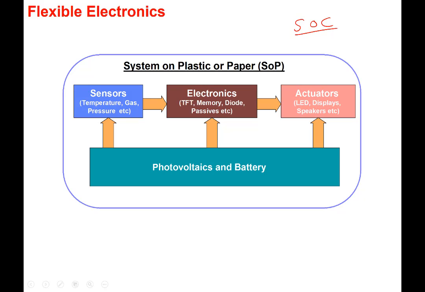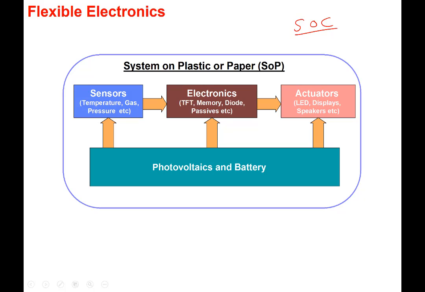Because we're talking about amorphous films, you can make temperature, gas, pressure, any of those sensors. Not only that, photovoltaics I have also shown you. And batteries also people have made on paper and plastic and other things. So what we are saying is all the elements that you can think of for doing electronics. What are the elements for doing electronics? TFTs, diodes, resistors, capacitors, LEDs, sensors. You require a power source, battery. Everything can be made on paper.